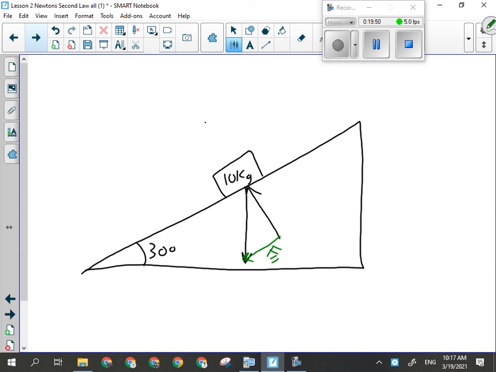It's also why we use ramps. The ramp is an inclined plane. It's one of the simplest machines. And an inclined plane makes work easier. Why does it make work easier?